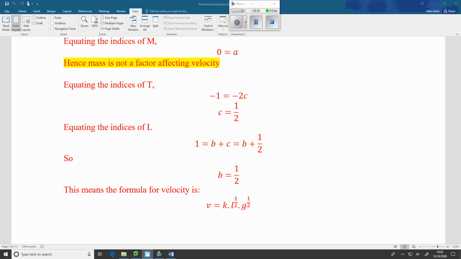V is equal to K, the constant, but we don't know, times the length to a half times the gravity to a half, because we said it was constant times mass to the A, which disappeared. Yep. Length to the B, B is a half. Gravity to the C, and C is a half.